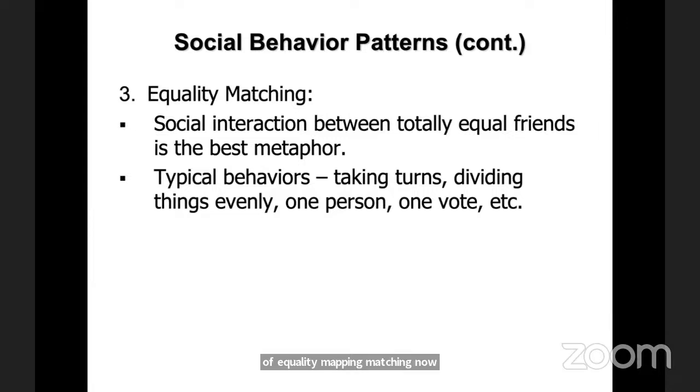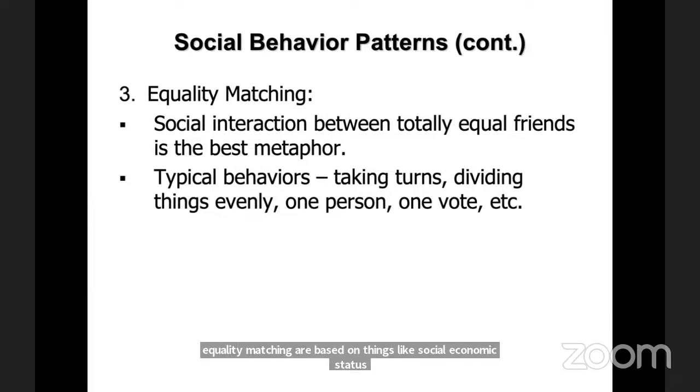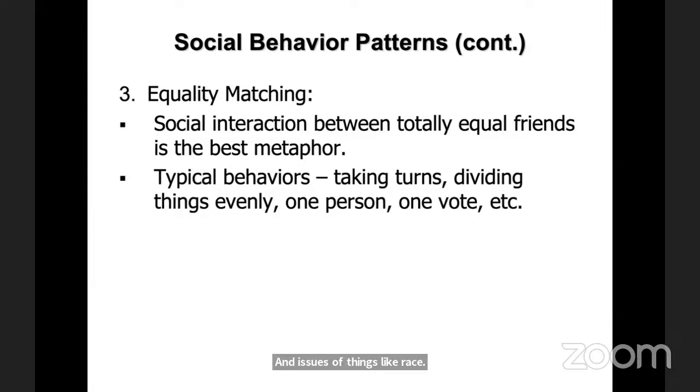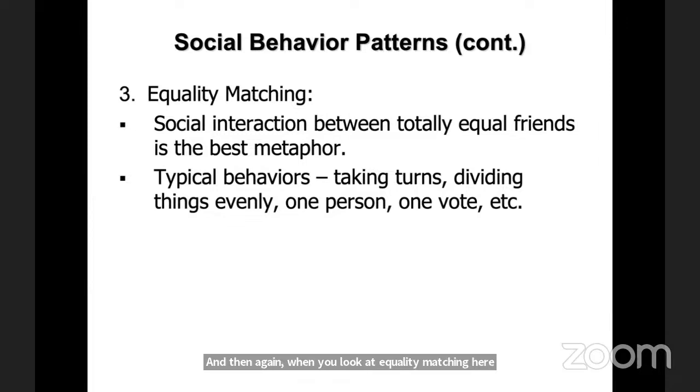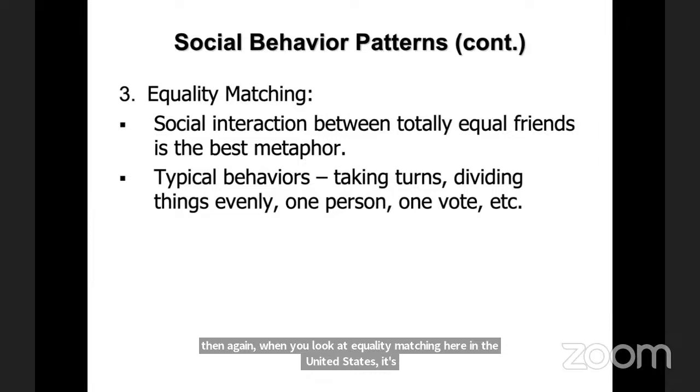Now, in more complex societies where you have more different individuals, and we can take the United States as an example, often equality matching is based on things like socioeconomic status, and issues of things like race. Okay, so for example, equality matching here in the United States is that people of the working class are one match society, one match group. People in the middle class have equality within that middle class, those barriers, and then you have the upper class. And then again, when you look at equality matching here in the United States, it's those equalities that are contributed to, for example, Blacks, Native Americans, and whites.